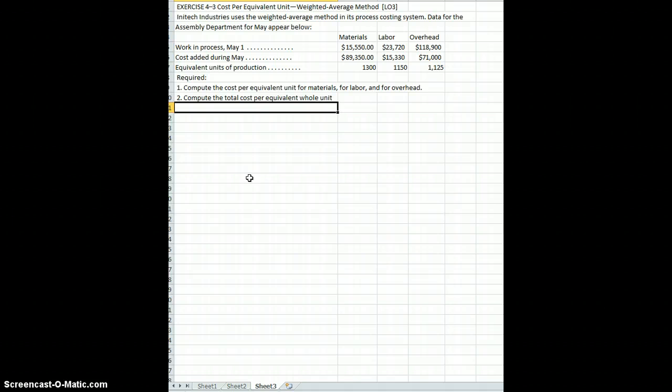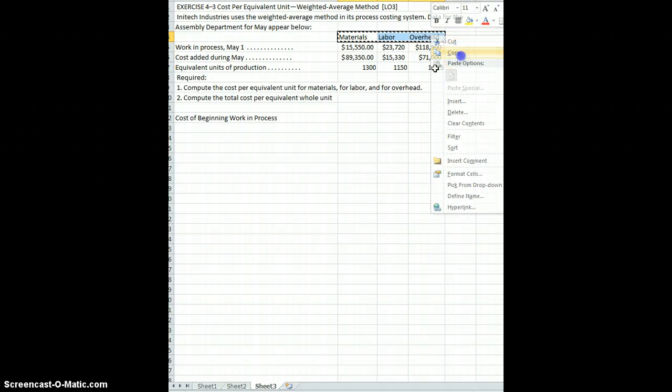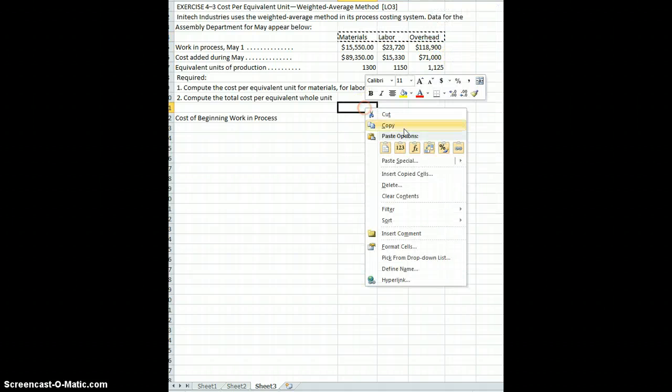So the first thing we want to do is get a total cost. We can start with the cost of beginning work in process. We'll take a look at what we started with on May 1st. That would be the beginning. And we're going to have materials, labor, and overhead. I'm going to copy down these labels.